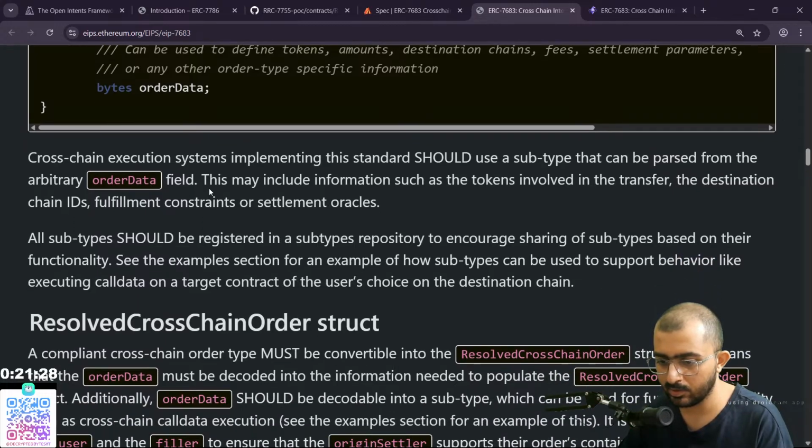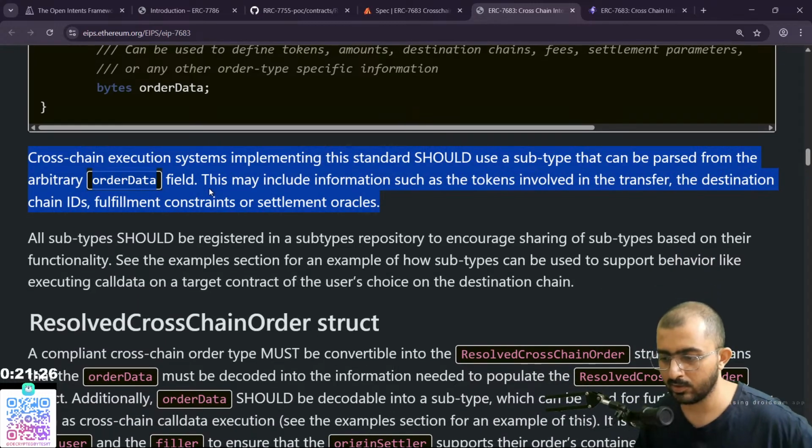Cross-chain execution systems implementing this standard should use a subtype that can be passed from the arbitrary order data field.